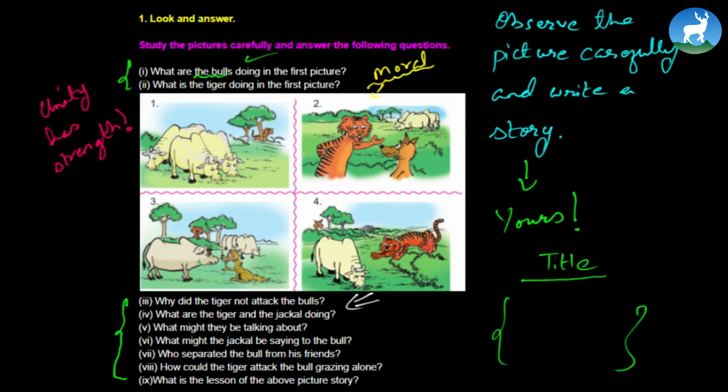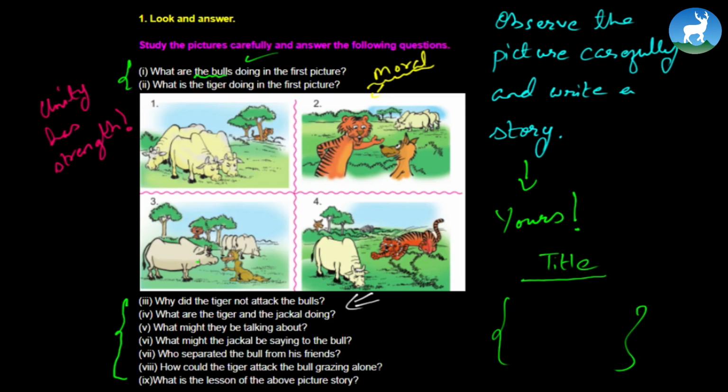Remember what I just said? What are the tiger and the jackal doing? What might they be talking about? What might the jackal be saying to the bull? Who separated the bull from his friends? Now the bull got separated from his friends, from the other bulls. How could the tiger attack the bull grazing alone?